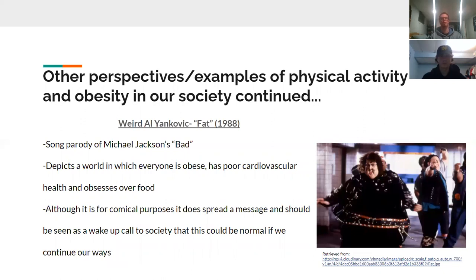Our second different perspective comes more at a comedy expense. It's Weird Al Yankovic's Fat from 1988. I'm not sure a lot of you would have listened to this song before, but basically it's a song parody of Michael Jackson's Bad. So it depicts a world in which everyone is obese, has poor cardiovascular health, and obsesses over food. Although this song is for comical purposes and amusement, it does actually spread a strong message and should be seen as a wake-up call for society that this could be the new normal if we continue our ways and continue this dangerous trend we're on right now.